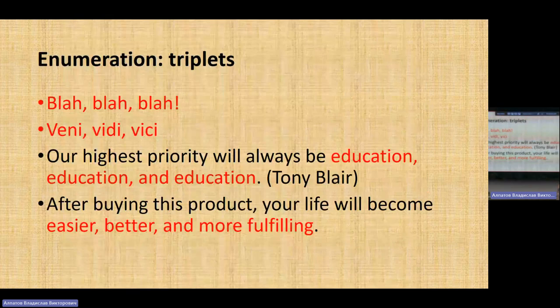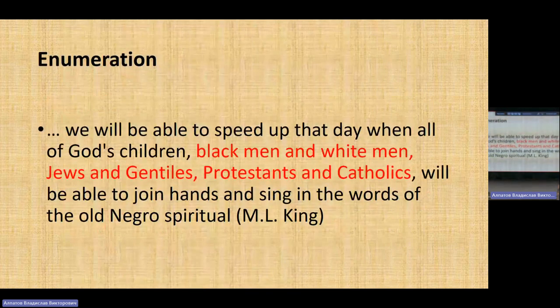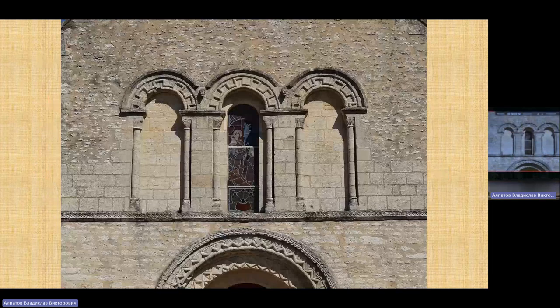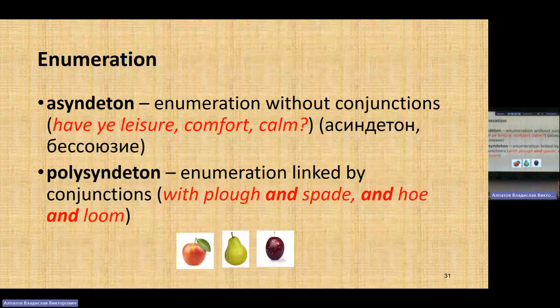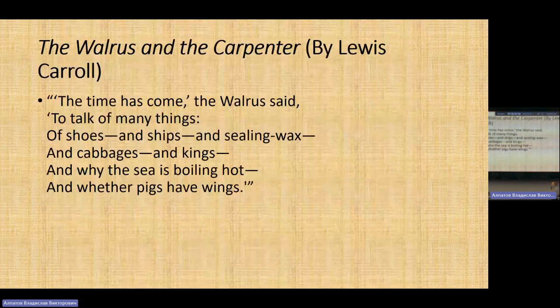Yeah, I can go back to Martin Luther King. Both at the same time. And it's also a triplet, do you see? Black men and white men, Jews and Gentiles, Protestants and Catholics, you see? I told you politicians like triplets. Sometimes when I read lectures, I also catch myself thinking that I'm using triplets.